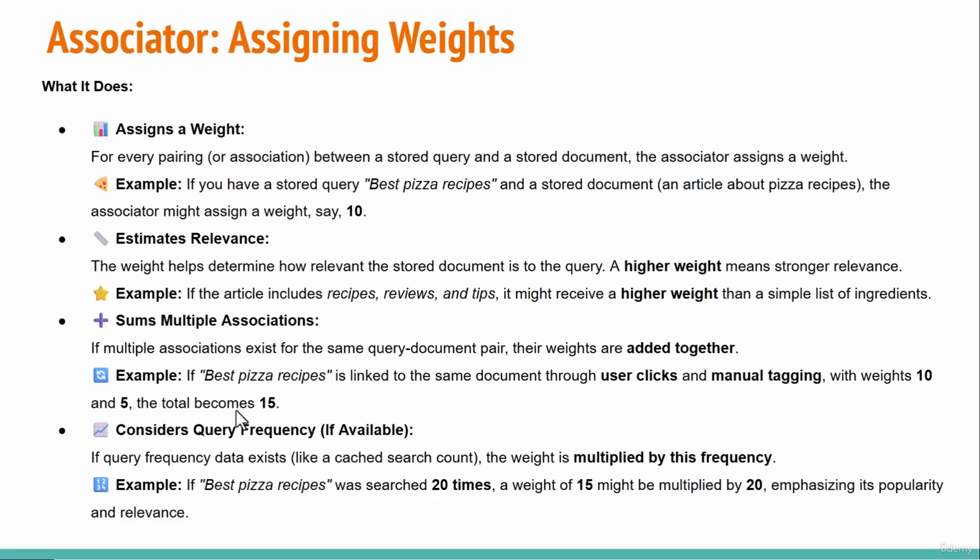After that, consider query frequency. This means how often people open specific results when they arrive. The weight is then multiplied by this frequency. Let's say the keyword best pizza recipes is searched 20 times.